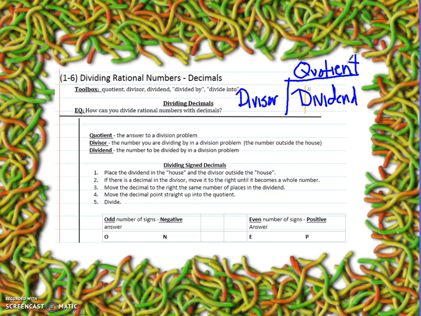Alright, so the most important thing is to move however many places it takes to make the divisor a whole number. You have to do the same thing to the dividend. Also, if you remember our rules for integers, if the signs are the same, it's positive. If they're different, it is negative. Or if there's an odd amount of negatives, it's negative. If there's an even amount, it's positive.